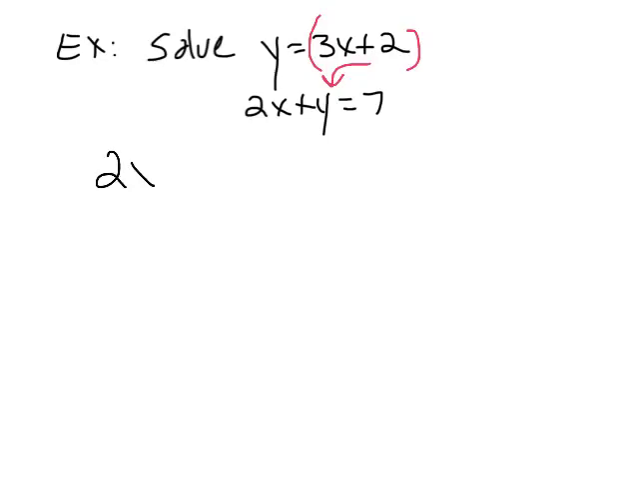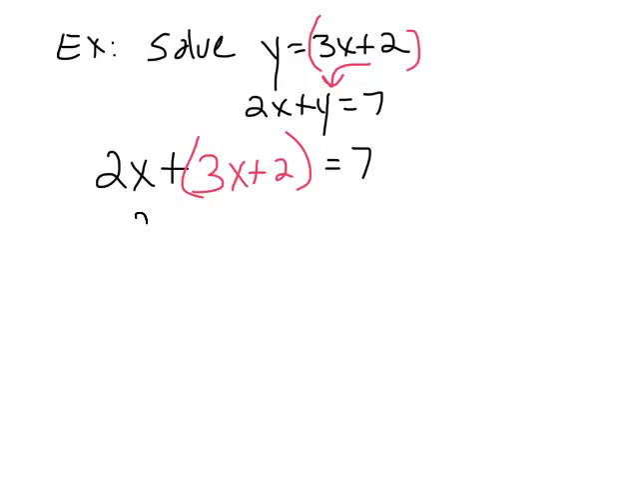I have 2x plus, now I have the 3x plus 2, and I recommend putting those in parentheses in case you had subtraction in front, because then you'd have to distribute a negative. I have 2x plus the quantity 3x plus 2 is equal to 7. That gives me a single variable and a single equation. So now I go ahead and solve it.